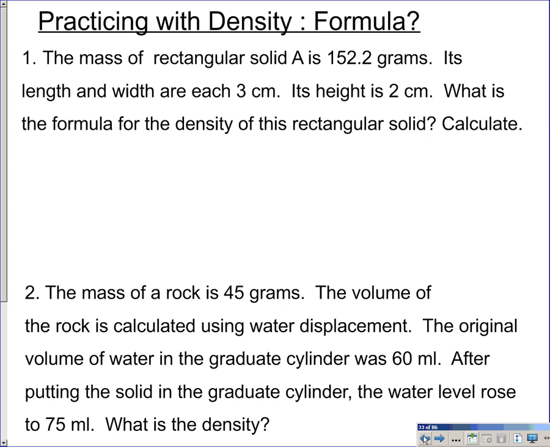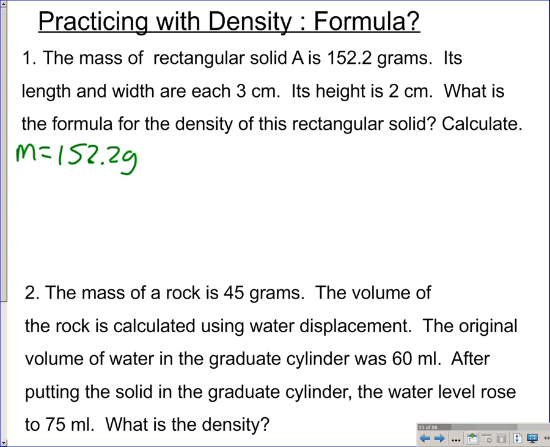Your thought process so far, you're reading. I don't like to reread that problem over and over again. Right when I start reading, I start writing down only the important pieces I need. What's the first important piece I need? Mass. So M is equal to 152.2 grams. Keep reading. Blah, blah, blah. Each of its width and length are 3 centimeters. So I've got a rectangular prism here, right?